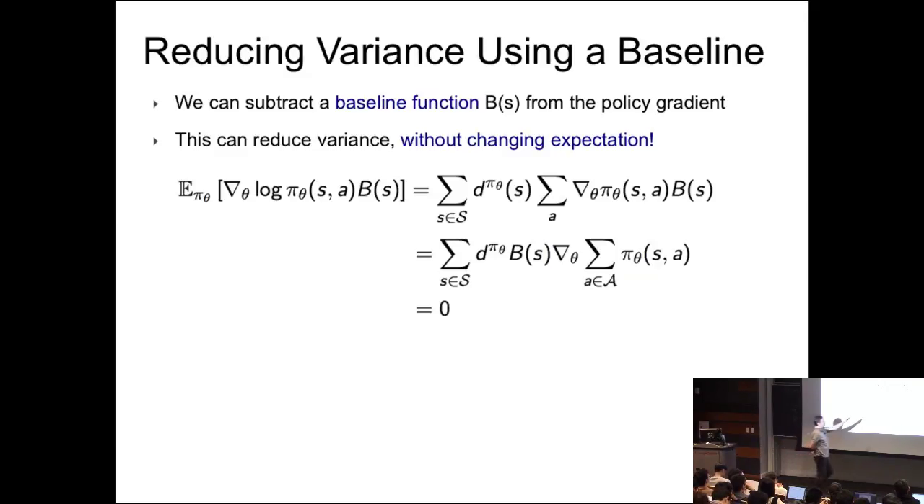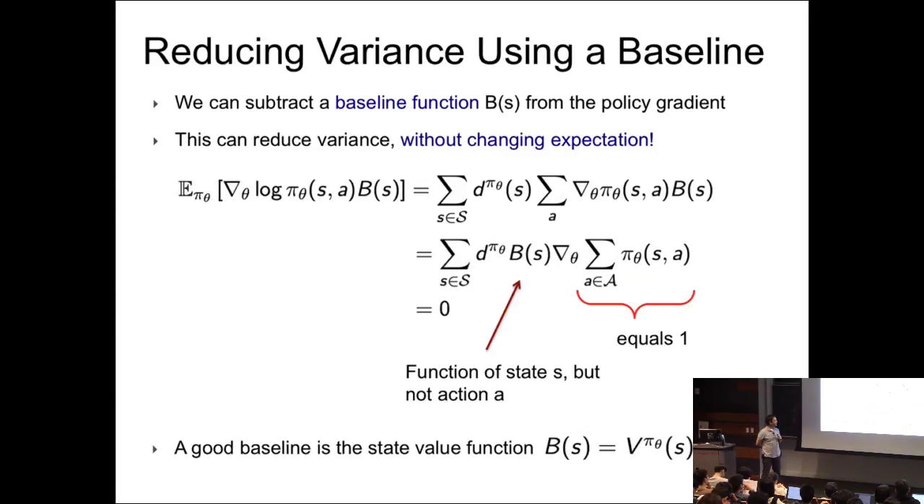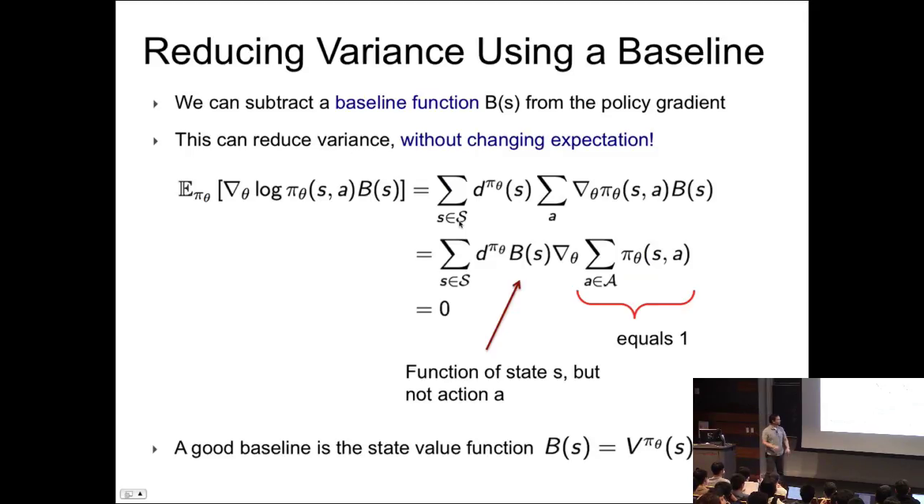Exactly. So if you look at this sum, these probabilities sum to 1. So this quantity is always 1. The gradient of 1 is always 0. Okay? So now this equals 1, and this is a function of the state, but not of the action. That's important. Your baseline is a function of the state, but not of the action. Right? So what does that mean? That basically means that I can add or subtract this quantity from my policy gradient algorithm.